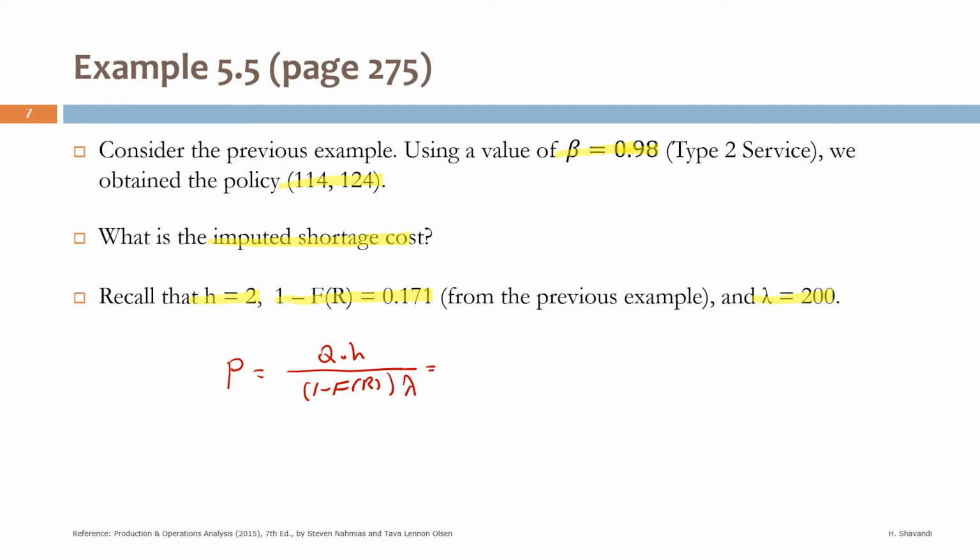So it will be 114 times 2 over 0.171 times 200, and it becomes 6.67. So here the imputed shortage cost is $6.67 per unit short. If we have a sense of this number in our industry and our company, then we'll see whether the beta is appropriate or not.